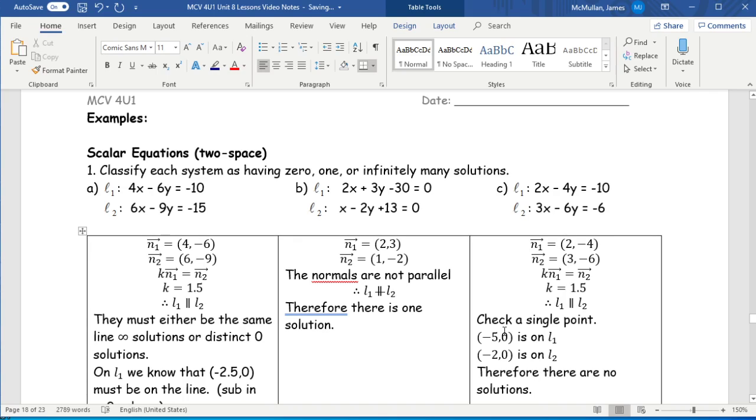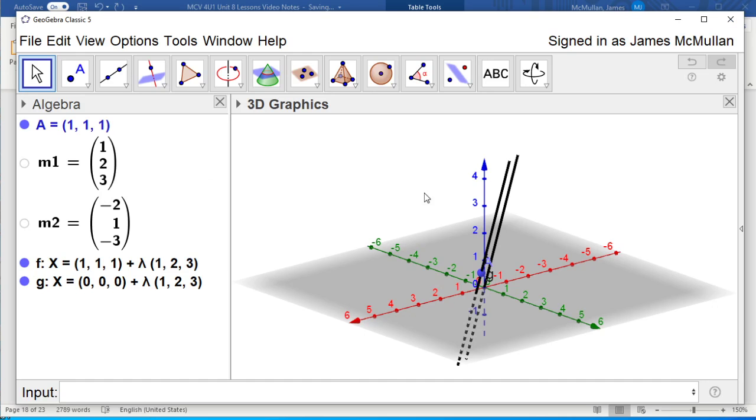Now, as you know, a line cannot have more than one x-intercept. So if it passes through at -5, it can't also pass through at -2. These points are not on the same set of lines.